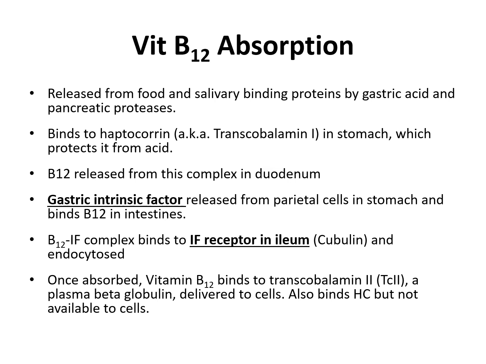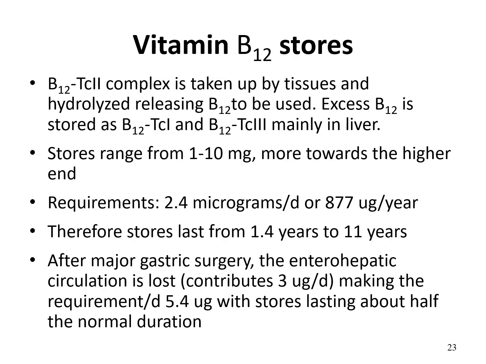So, to reiterate, vitamin B12 absorption happens by binding to haptocorin in the stomach to protect it from acid. It is released from this in the duodenum. The intrinsic factor binds it. In the ileum, it is absorbed by binding to a receptor called tubulin. And then after absorption and release, it is bound to transcobalamin 2 and transported to cells. The transcobalamin 2 vitamin B12 is taken up by tissues and vitamin B12 is released.